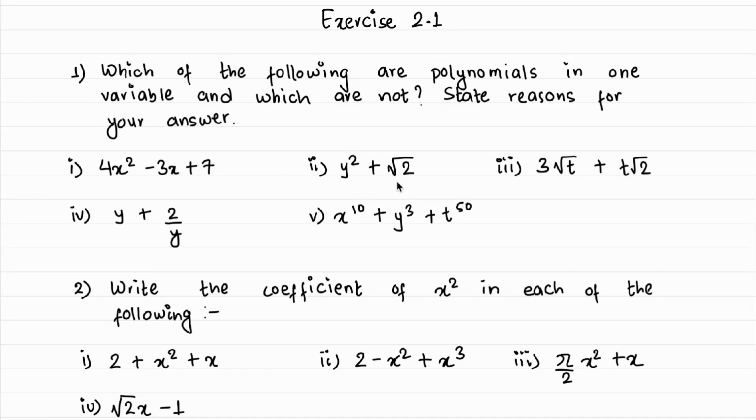So today we'll be solving these questions from exercise 2.1 of our polynomials chapter. We have altogether 5 types of question. In our question number 1, we need to identify which of these are polynomials and which are not. And we will also give some reasons for why one of them is a polynomial and the other one is not.